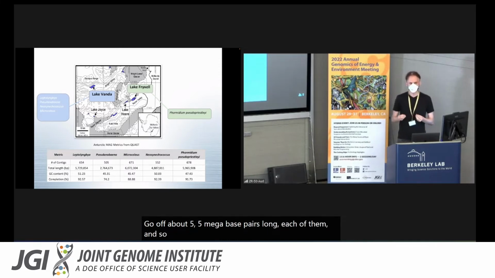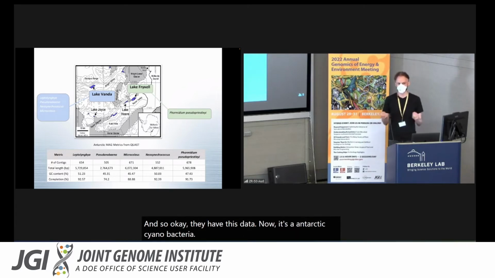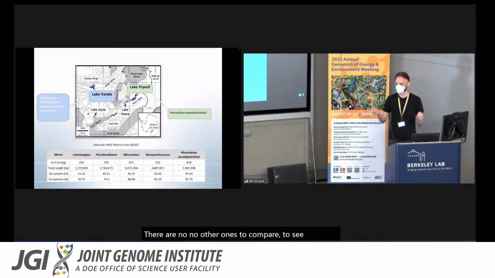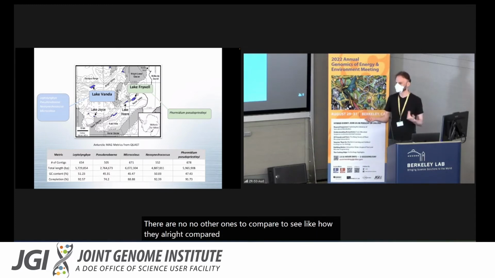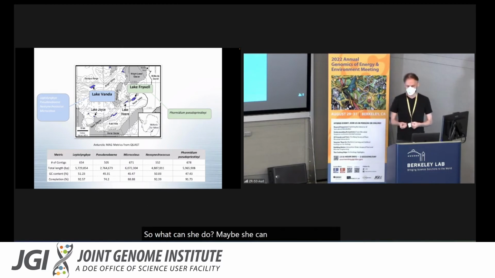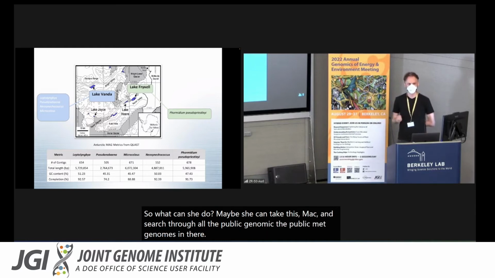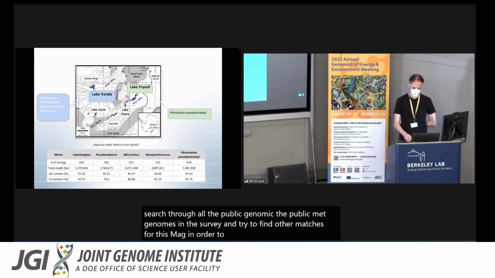And so, okay, they have this data now. It's Antarctic cyanobacteria. There are no other ones to compare to, to see how they compare to other ones available in Antarctica. So what can she do? Maybe she can take this MAG and search through all the public metagenomes in the SRA and try to find other matches for this MAG in other places of the world.